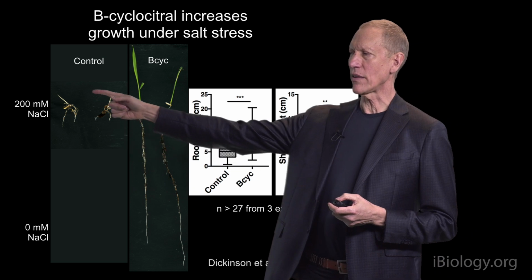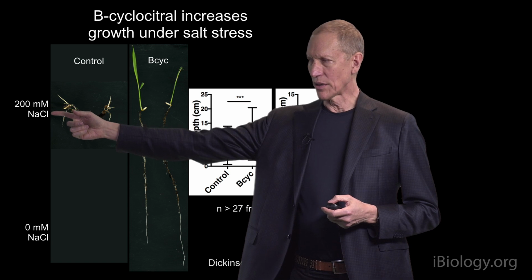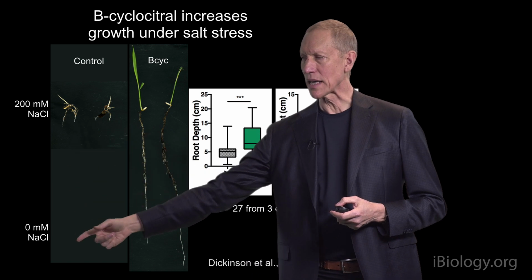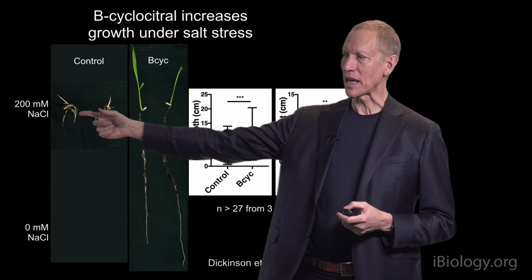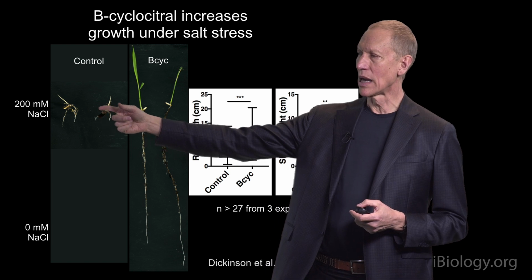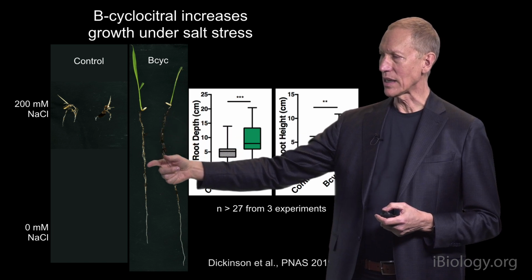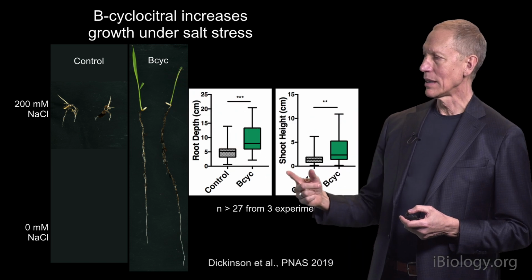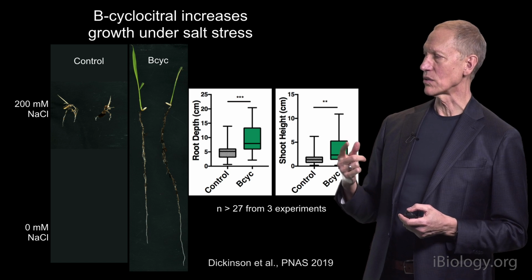So in this case, we have a gradient of saline, that it's at the top of the soil that these plants are growing in. We had 200 millimolar salt going down to 0. And when we put plants in under normal conditions, that is no beta-cyclocitral, they are very unhappy. They don't make roots, they don't make shoots. However, if we supplement their watering with beta-cyclocitral, we see that we can get a nice, healthy root made, and the aerial part of the plant looks pretty happy. Here you can see that the root depth is quite a bit greater and the shoot height is also quite a bit greater.